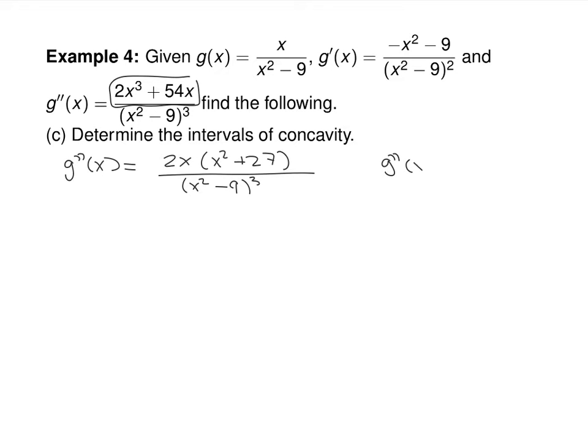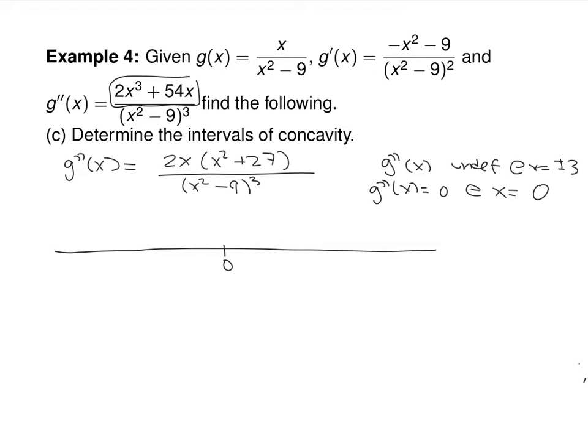So when is the second derivative undefined? Positive and negative 3. When is the second derivative equal to 0? Just one place. 0. The x squared plus 27 isn't ever equal to 0, not for real numbers, right? Only for imaginary ones. And we do real calculus, not imaginary calculus. Okay, so we got 0, negative 3, 3 for the second derivative sign. Is it undefined at x equals plus or minus 3? Plus or minus 3.